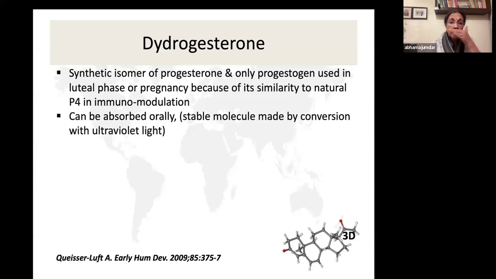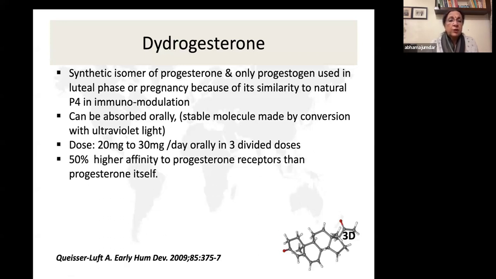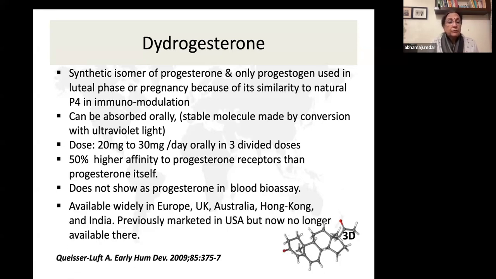It can be absorbed orally. It's a stable molecule made by conversion with ultraviolet light. Dose is 20 to 30 milligram a day, in 3 divided doses. It has 50% higher affinity to progesterone receptors than progesterone itself, and it does not show as progesterone in blood bioassay. So we do not know whether it's working or not because the progesterone levels don't change. So we get to know the real progesterone levels by whatever the patient is making from her corpus luteum. But what dihydrogesterone is doing, we do not have a blood assay to tell that.